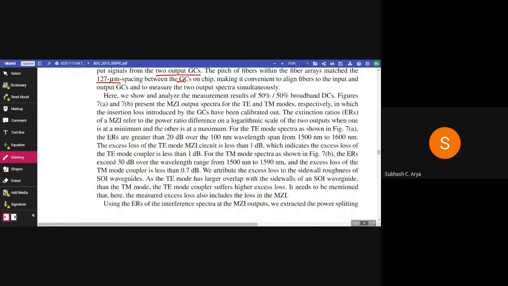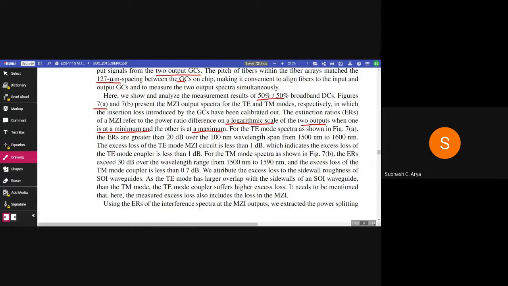The extinction ratio, here we show the analyzed measurement result of the 50-50 broadband directional coupler. Figures 7a and 7b represent the MZI output spectra for TE and TM modes, respectively, in which the insertion loss introduced by the grating coupler has been calibrated out. The extinction ratio of an MZI refers to the power ratio difference on a logarithmic scale of the two outputs when one is at the minimum and the other is at the maximum.